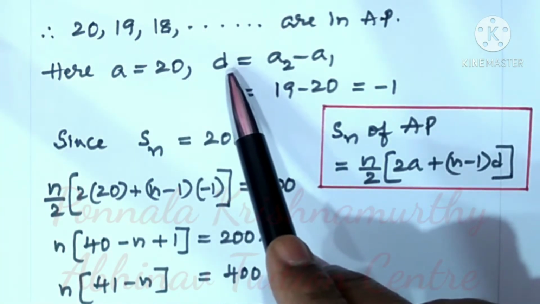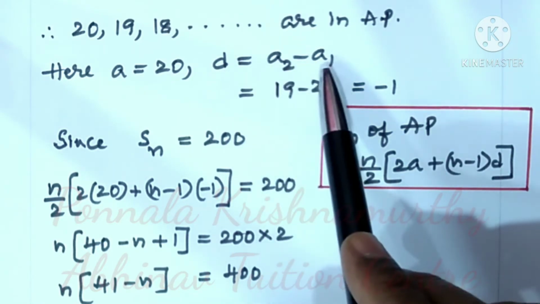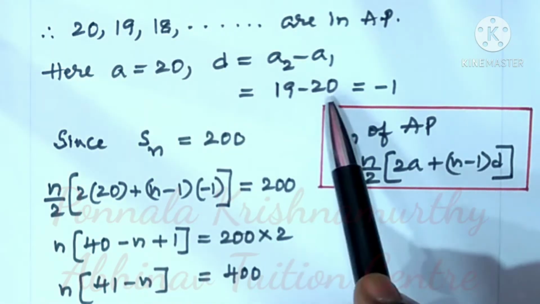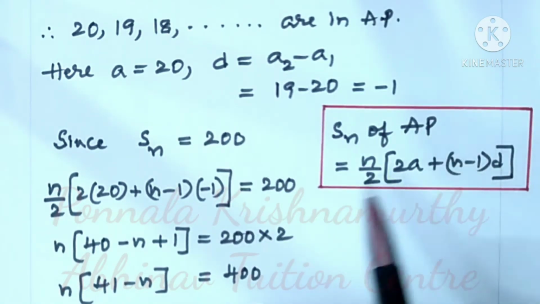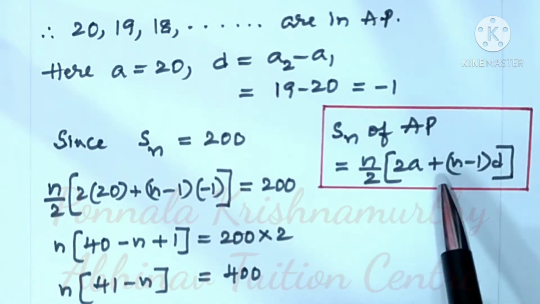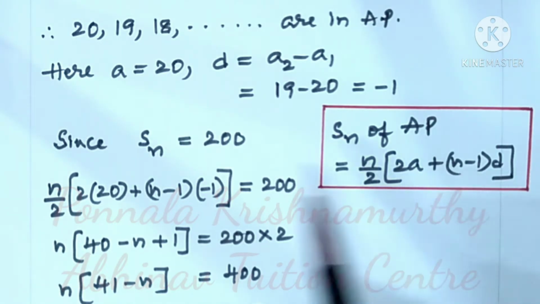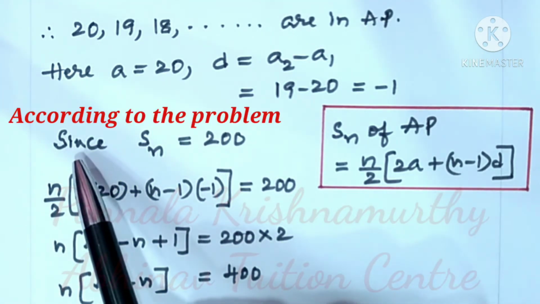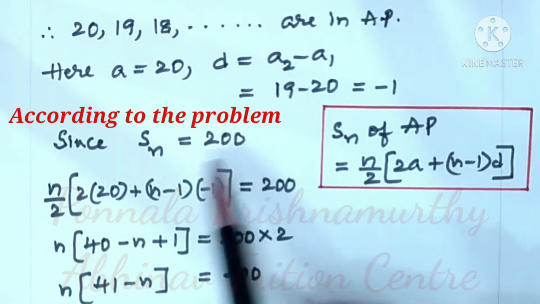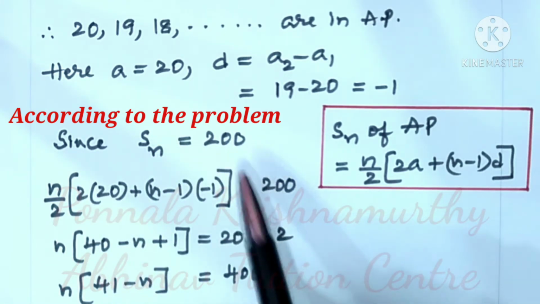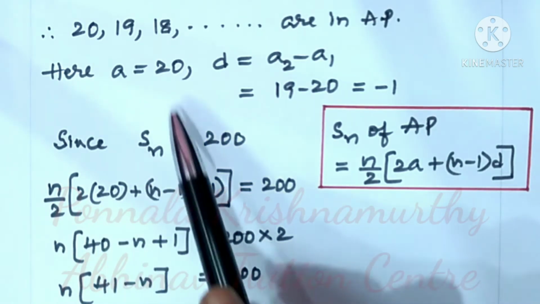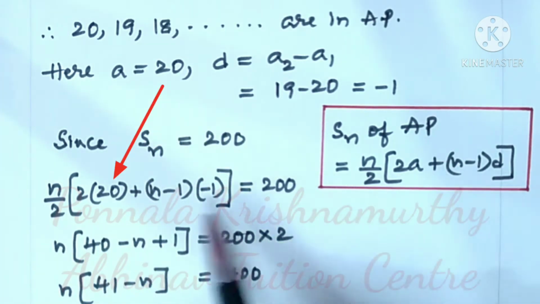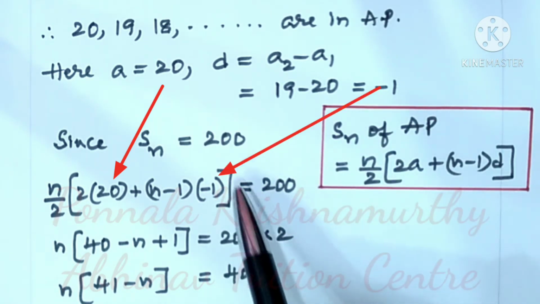D is the common difference, that is A2 minus A1, that is equal to 19 minus 20, that is equal to minus 1. We have a formula: Sn of AP is equal to n by 2 into 2A plus (n minus 1) into D. According to the problem, Sn is equal to 200. So n by 2 into [2 into 20 plus (n minus 1) into (minus 1)] is equal to 200, substituting 20 for A and minus 1 for D.